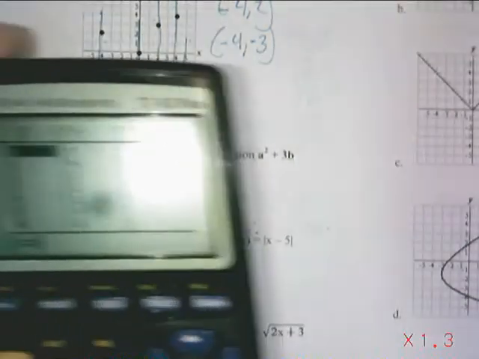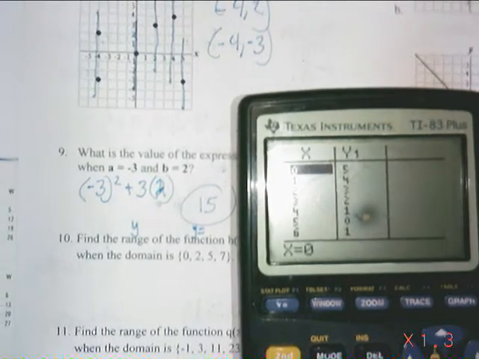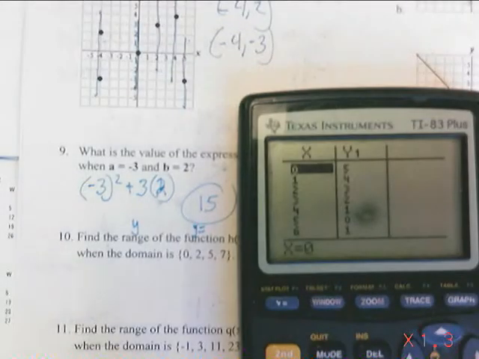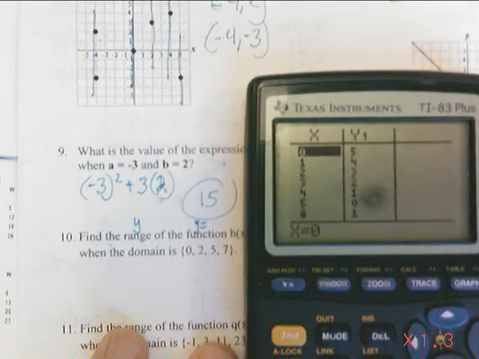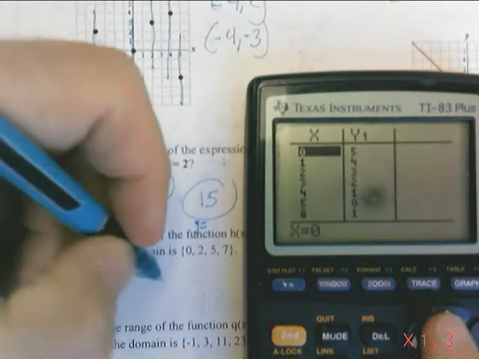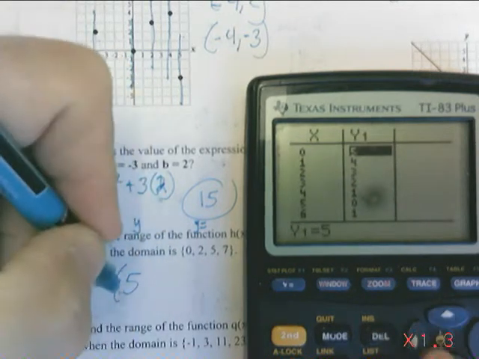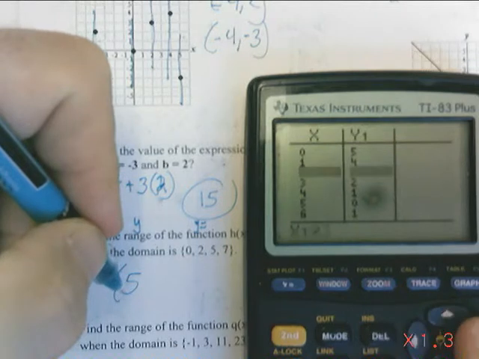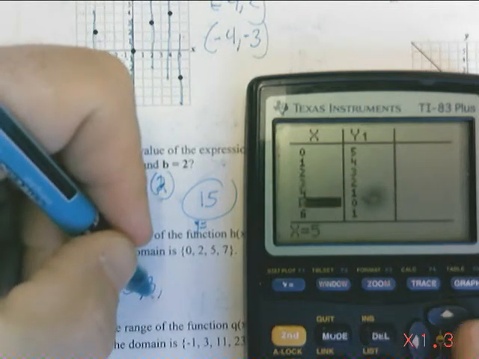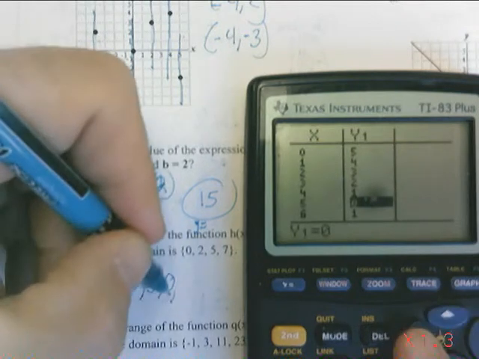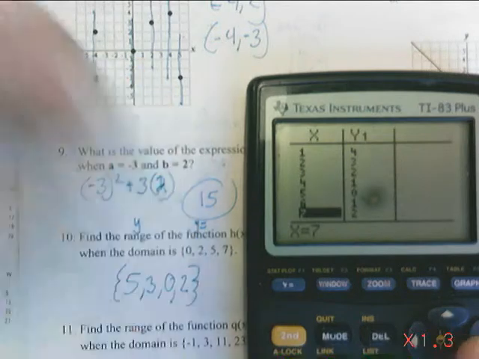That's what it'll look like. So we'll find out, because you can sort of see that, if x is 0, y is 5. If x is 2, y is 3. If x is 5, y is 0. And if x is 7, y is 2. Pretty simple stuff.